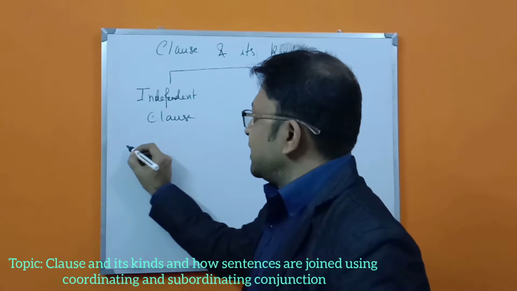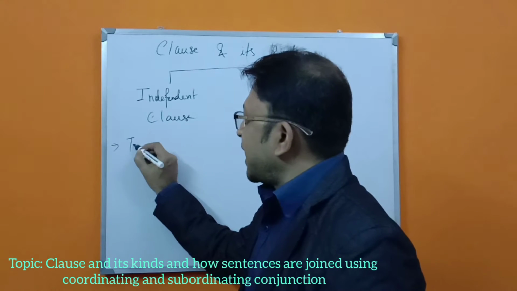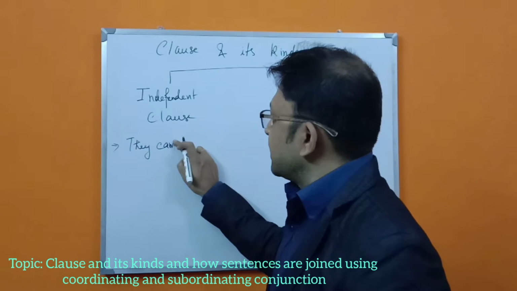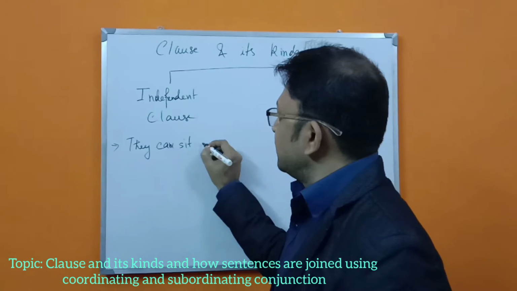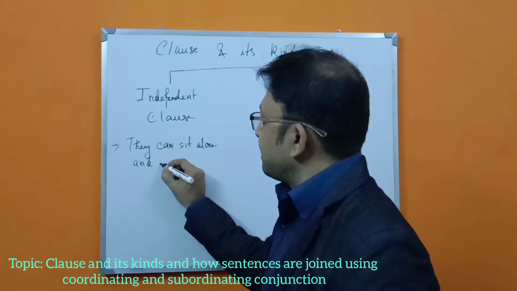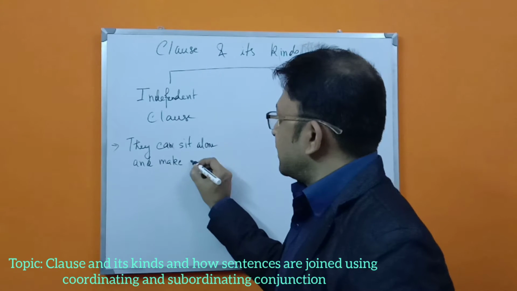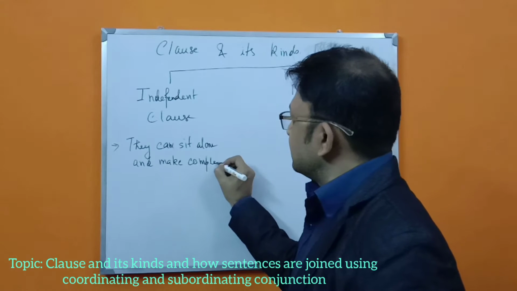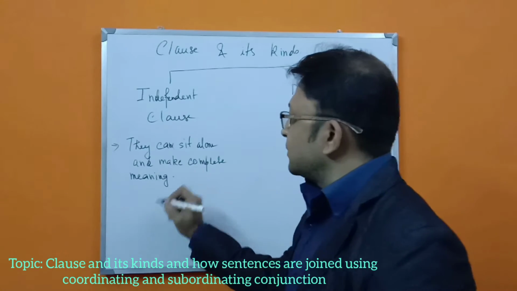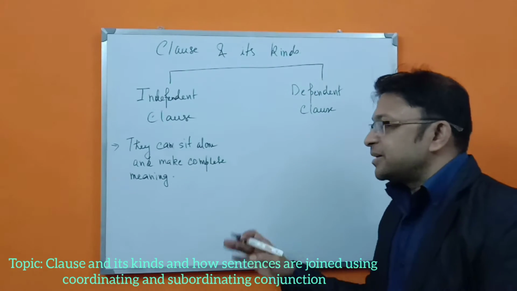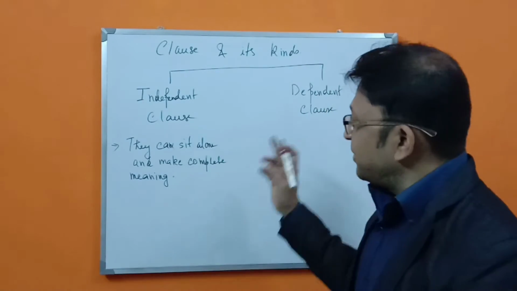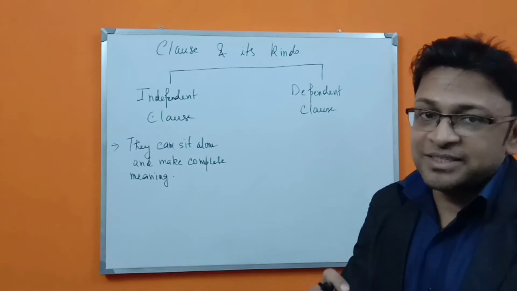For example, if I say there can be two independent clauses. First of all, they can sit alone and make complete meaning. So this we have to remember, because an independent clause is something which can sit alone and can make a complete sense. But whereas a dependent clause cannot make a sense.